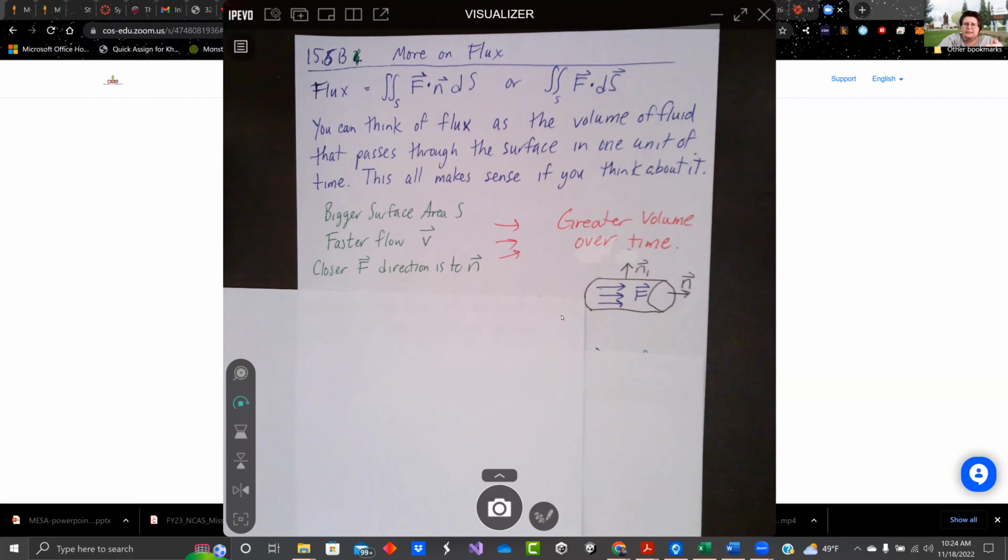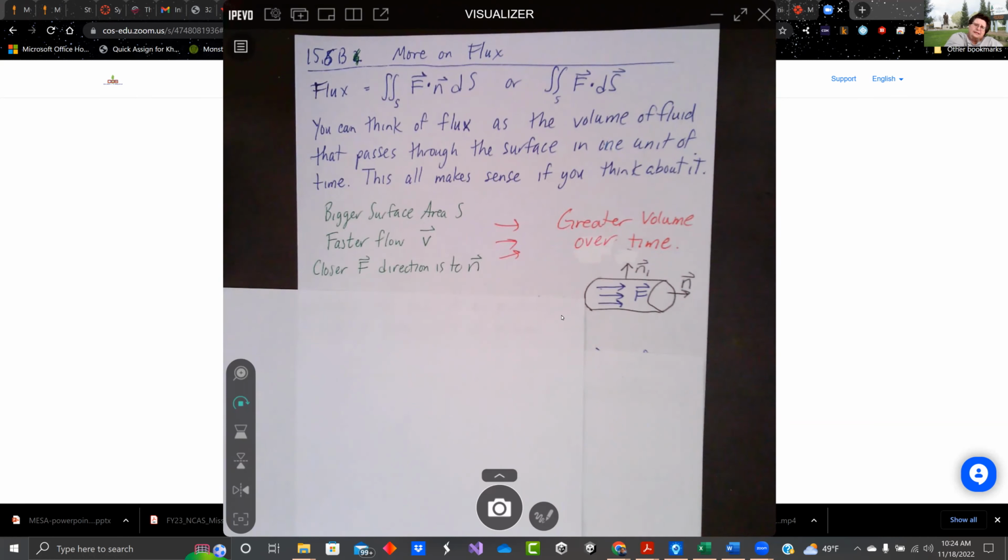This is 15.6 in Calculus 3. We're talking about flux. In the last video, we saw flux is the surface integral, or the double integral, of F dotted with N, where F is the flow through a surface and N is the descriptor of the surface. And so we can think of flux as the volume of fluid that passes through the surface in 1 unit of time. And this equation makes kind of sense.